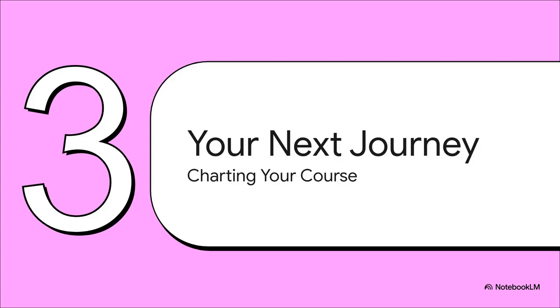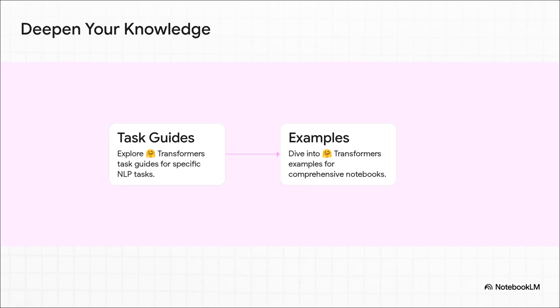All right, so you've got your new toolkit packed and ready to go. Where to next? Let's chart a clear course for you. There are a couple of really fantastic paths you can take starting right now. So, path one is for those of you who want to go even deeper, to really solidify your knowledge. You can start exploring the Transformers task guides for very specific NLP problems. Or you can dive headfirst into the Transformers example notebooks to see these super comprehensive end-to-end projects. This is what I'd call the study and absorb path.